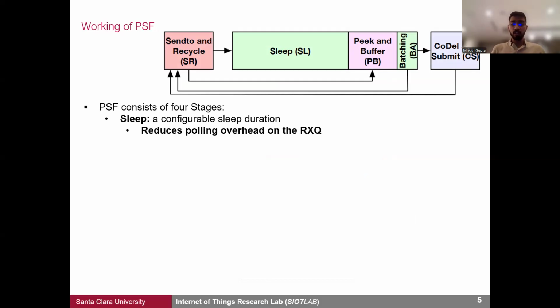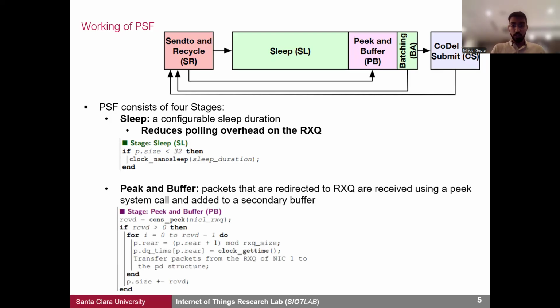Without the sleep duration, the number of polling operations on the receive queue would increase substantially, and not all polling operations on the receive queue result in successful retrieval of packets. As a result, this sleep duration allows polling every fixed interval of time, thereby increasing the chances of successful polls and reducing processing overhead. The sleep stage is followed by the peek and buffer stage. Here, packets that were added to the RX queue by the XDP redirect program are retrieved by the user using a polling operation, and the retrieved packets are stored in a user-created secondary buffer.